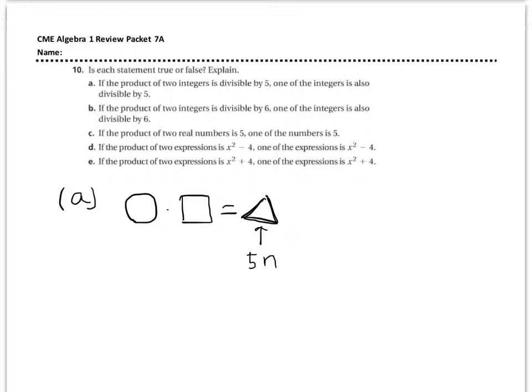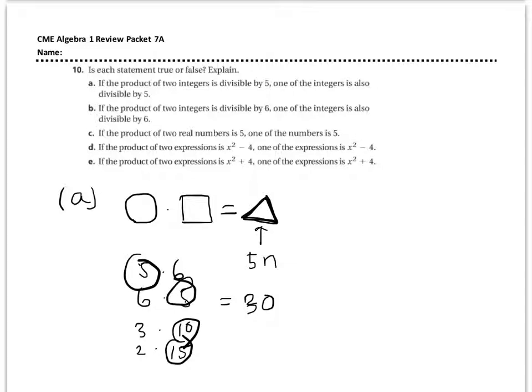I think so. Yeah, because for example, let's say the product is 25, that's easy. Or 30, okay? Then it's got to be 6 times 5, or 5 times 6. Then one number is divisible by 5. Or it could be 3 times 10. The 10 is divisible by 5. How about 2 times 15? 15 is divisible by 5. So that must be true.